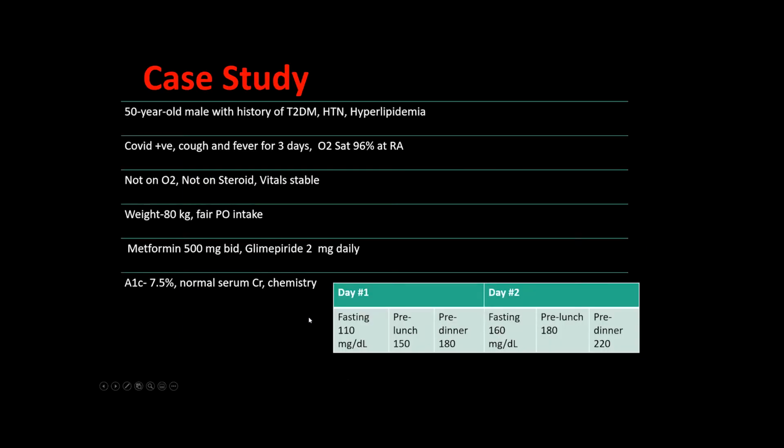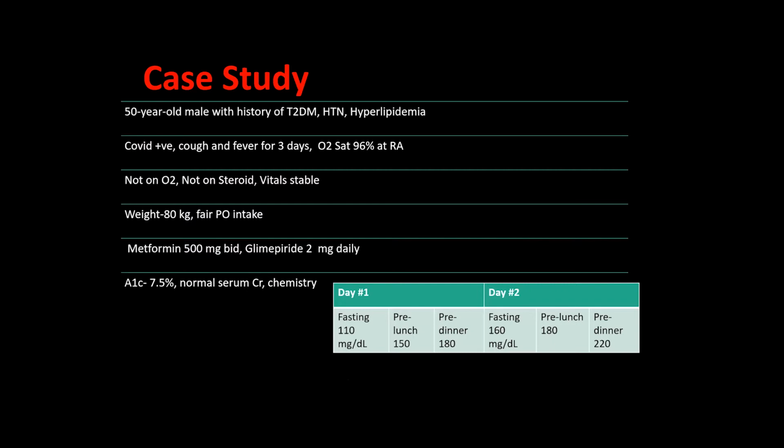So let me start with a case. This is a 50-year-old male with a history of type 2 diabetes, hypertension, and hyperlipidemia. He is COVID positive with cough and fever for 3 days. Oxygenation is pretty good on room air. He doesn't require insulin. He doesn't require steroids. He doesn't require oxygen.